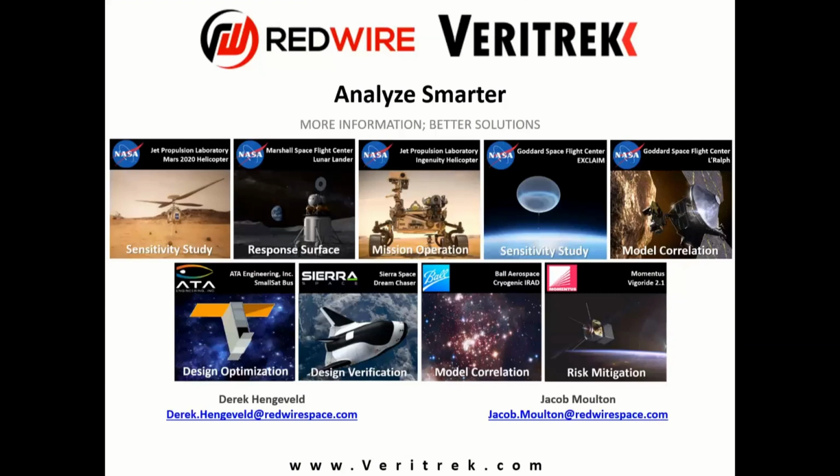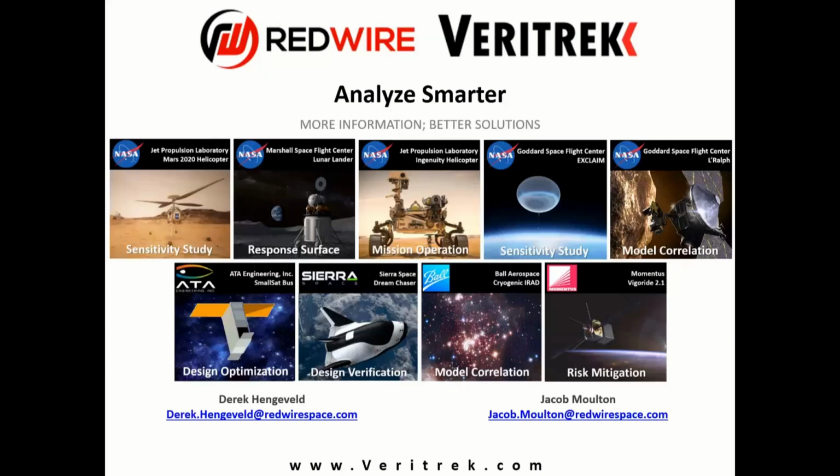Those are shown on this first slide. We did some work with NASA JPL on their Mars 2020 helicopter program. We looked at sensitivities of that thermal design using Veritrek, identified problematic areas to help them better optimize their thermal design. We also use Veritrek as a mission ops tool. So once the helicopter was on Mars, they used our reduced order modeling tools, again leveraging the speed of a reduced order model, to help with mission planning.